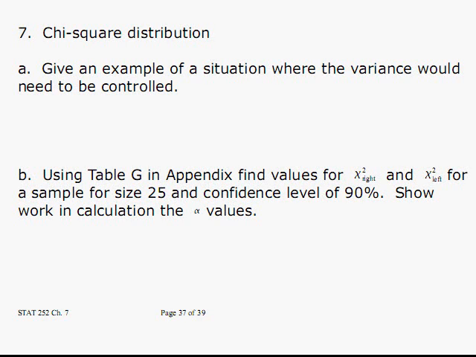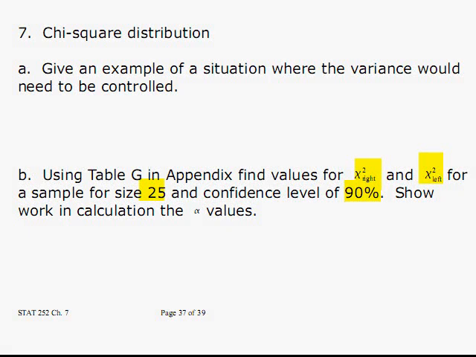And now you should be able to do the homework. For the chi-square distribution, what's an example of a situation where variance would need to be controlled? Think of some manufacturing case where you have things that have to fit together. Now use appendix G and find values for chi-square right and chi-square left for a sample size of 25. So your degrees of freedom would be 24. You want a confidence level of 90%.